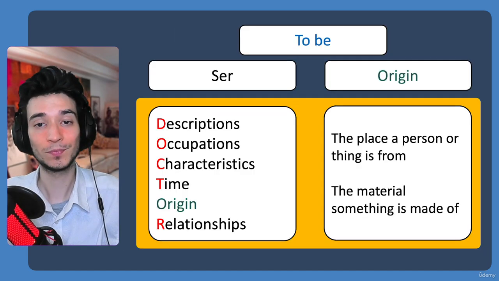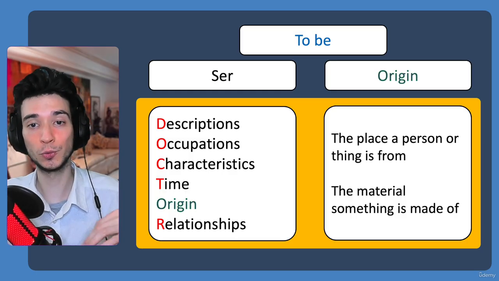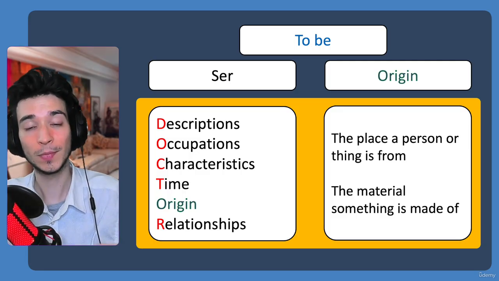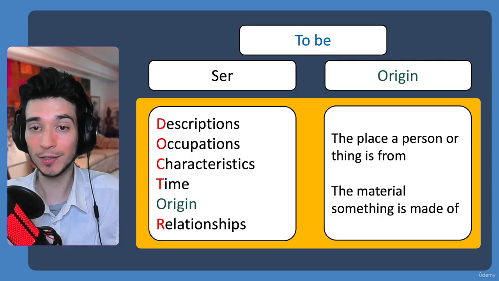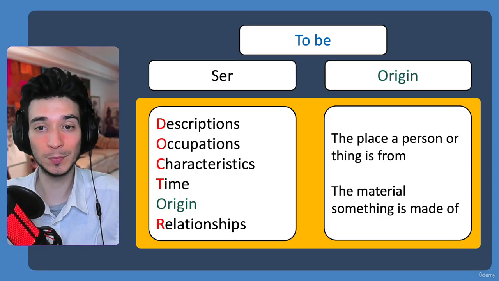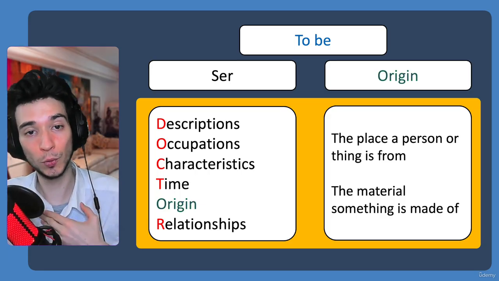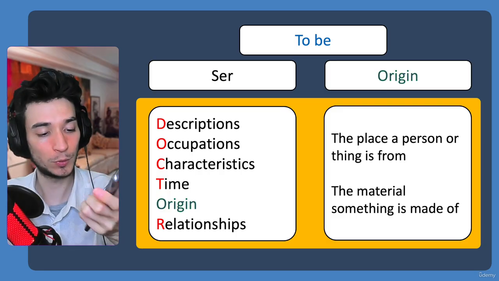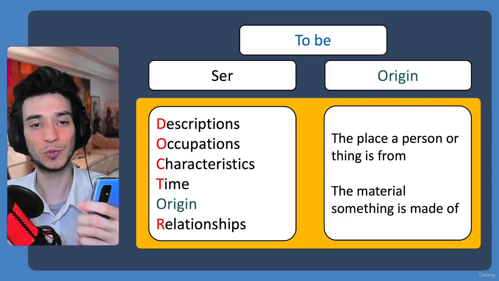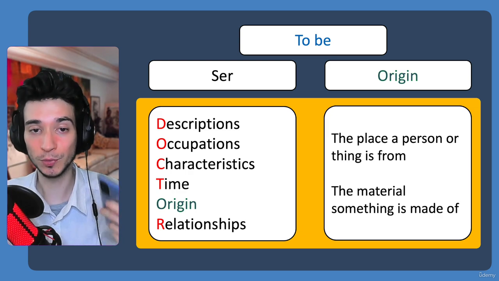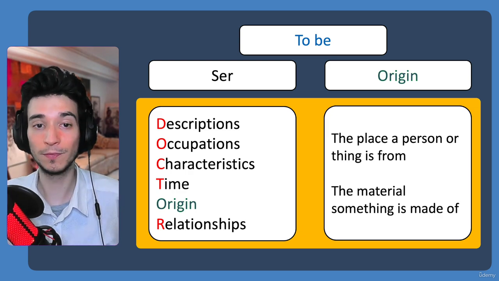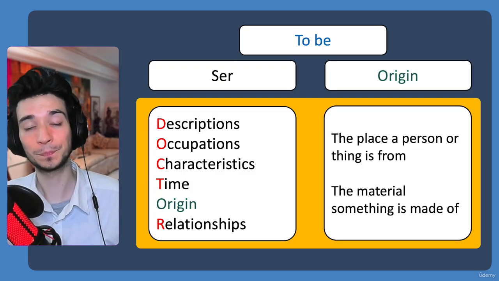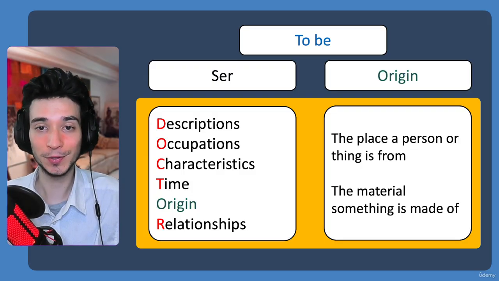The origin. So origin refers to the place a person or a thing is from, or the material that something is made of. For example, if you're from the US, or maybe your cell phone was made in China, mine was made, I don't know where, maybe Korea, China probably. So maybe it comes from China, or Vietnam. So wherever something comes from, or where you come from. Let's try it out.